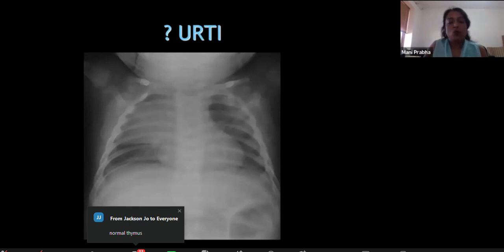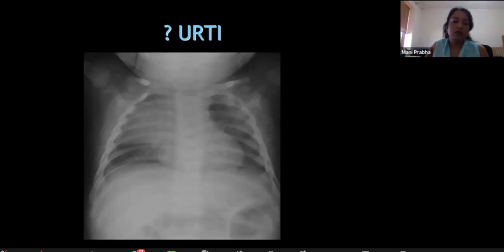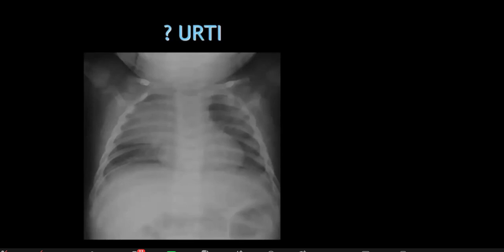Okay. So what do you do when you are confused? You are not sure whether it is thymus or consolidation. Thymus should be considered in young children. It can have a very vague appearance. So what do you do? How do you confirm that? You can do a lateral to characterize which mediastinal structure it is, or you can do an ultrasound scan as well.